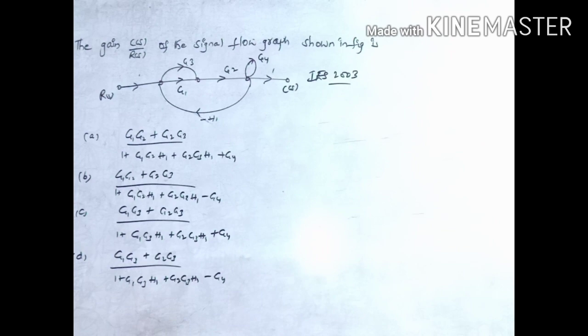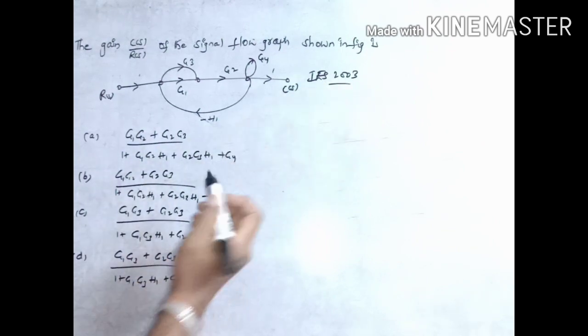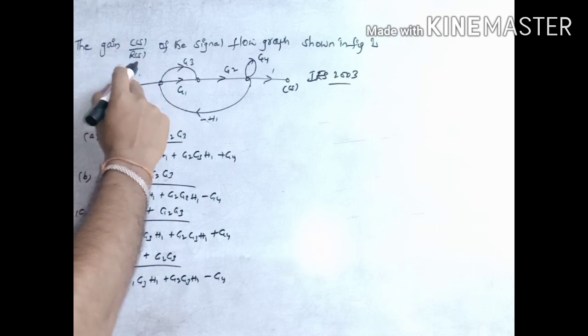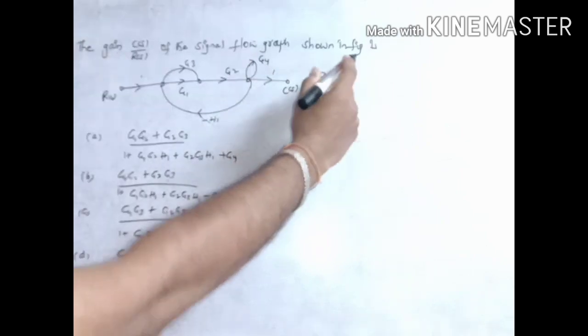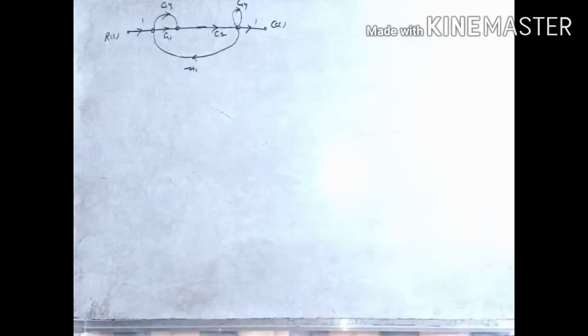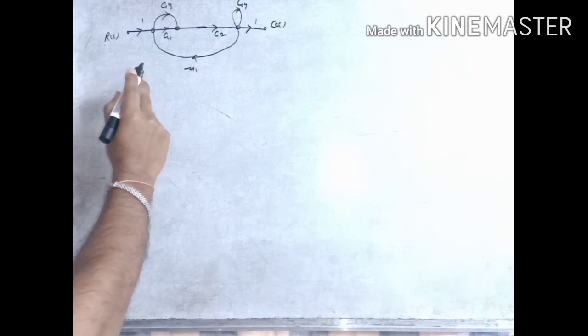This problem is given in the IES 2003 electrical paper. The gain C(s)/R(s) of the signal flow graph shown in the figure is... This is the signal flow graph given. How do we calculate the overall gain C(s)/R(s) for this problem?